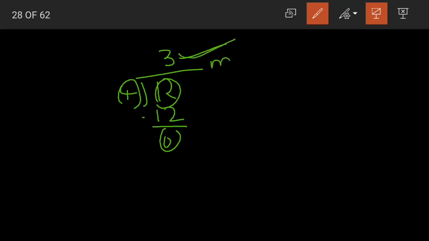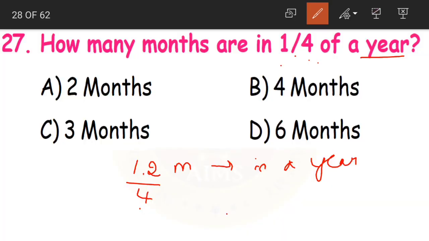Understood? Suppose if they have asked us half of a year. Okay, so then 12 divided by 2. Divided by the denominator, children. Here numerator is 1. The denominator is 4. So divided by the denominator. 12 divided by 4 is equal to 3. So 1/4 of a year has 3 months.